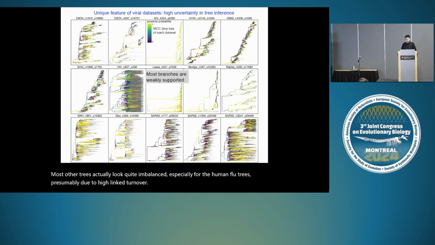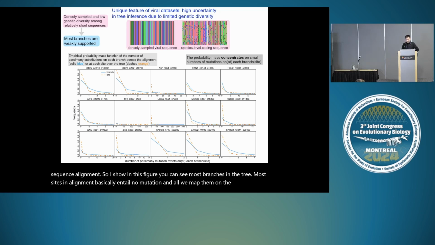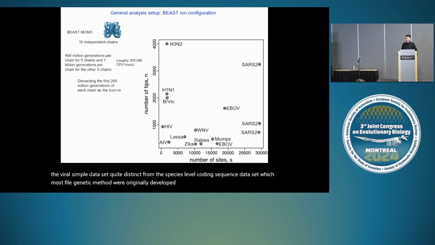One other major feature of these data sets is that most of the branches are only weakly supported, which I guess is not really surprising given the limited amount of information in the sequence alignment. As shown in this figure, most sites in the alignment entail no mutation at all when you map them on the tree. This makes the viral sequence data sets quite distinct from the species-level coding sequence data sets which most phylogenetic methods were originally developed for. So our expectation is that the posteriors are going to be quite diffuse and potentially difficult to sample.